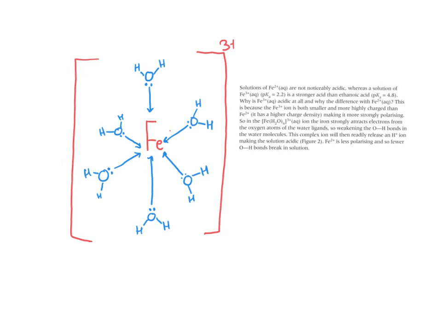So we've now seen that solutions of iron 2 are not really noticeably acidic, whereas iron 3 has a pKa of 2.2. That pKa is even smaller than ethanoic acid, which has a pKa of 4.8, which means that this is a much stronger acid. So we need to ask ourselves, why is this species acidic at all? And why is it much more acidic than iron 2+ ions?